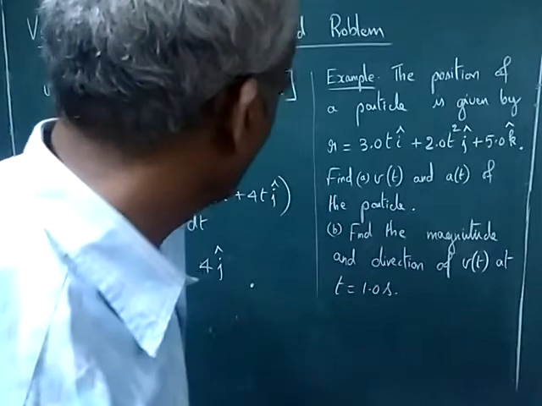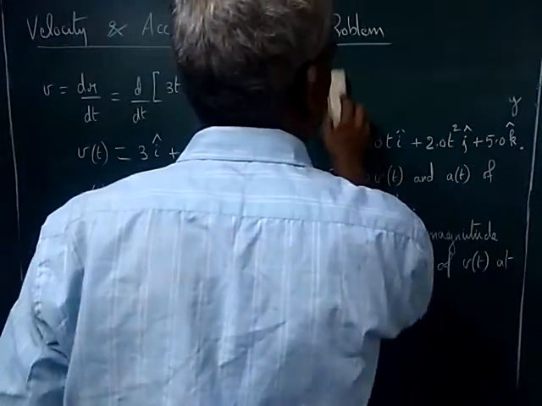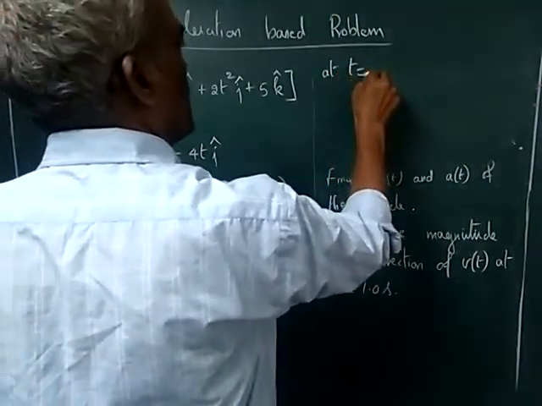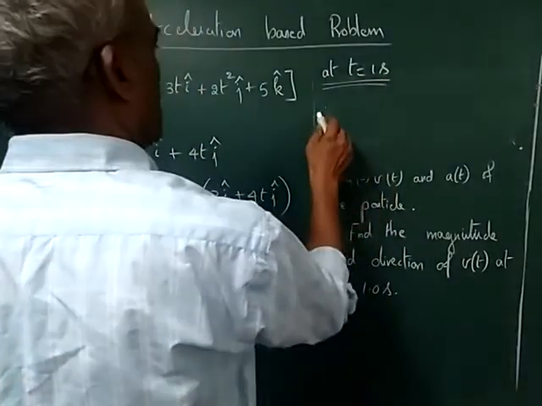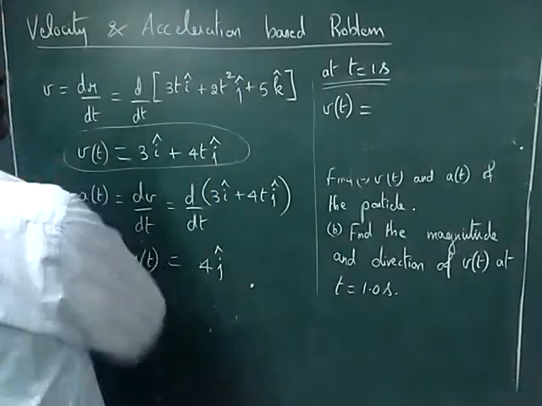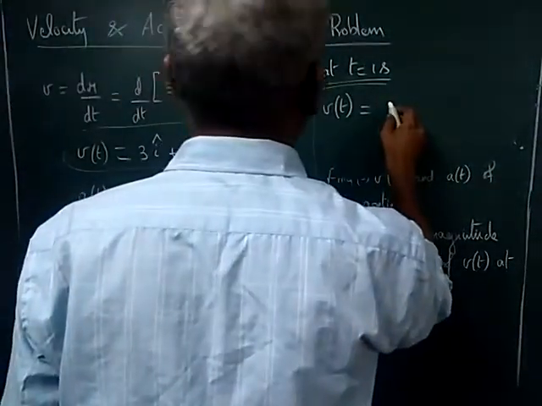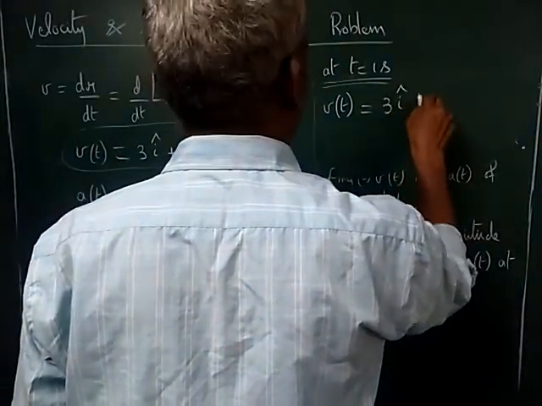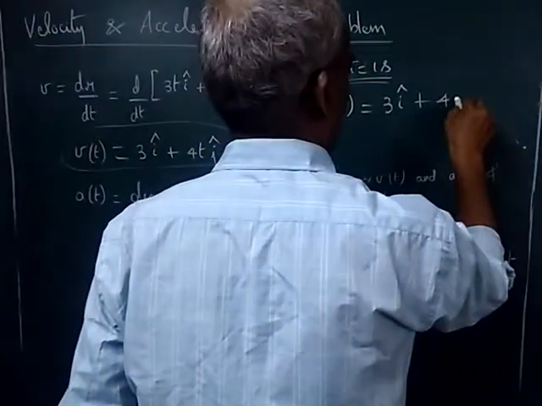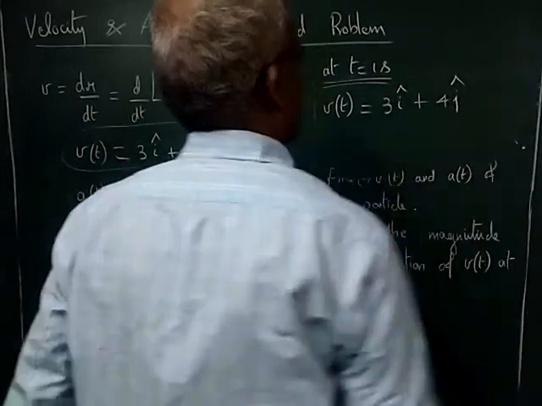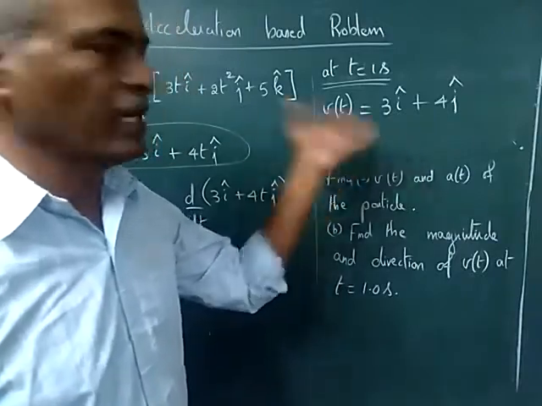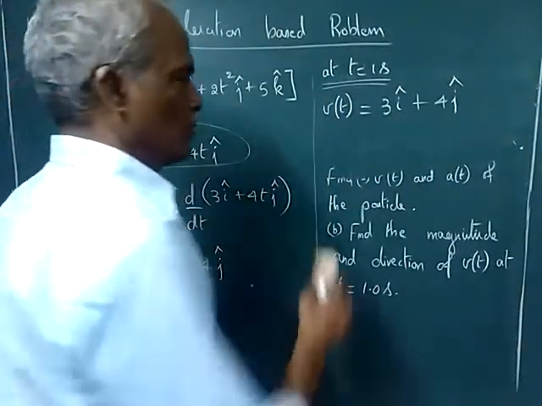Now we have to find out the magnitude of velocity and its direction at t equal to 1 second. So at t equal to 1 second, v of t we have the value here. So this is equal to 3 i cap plus, in the place of t you substitute 1, so 4 j cap. So the velocity at t equal to 1 second is in vector notation. Now we will see the magnitude and direction.